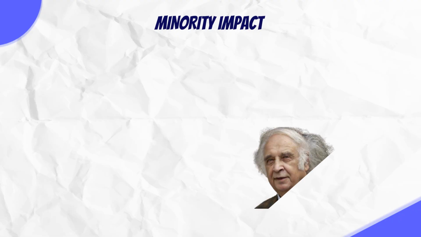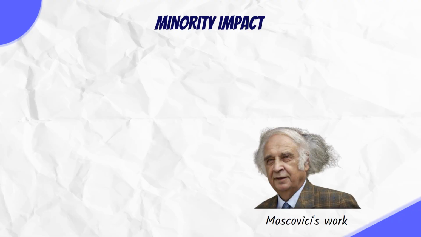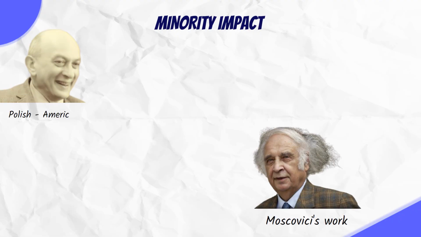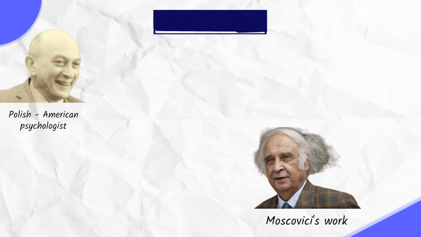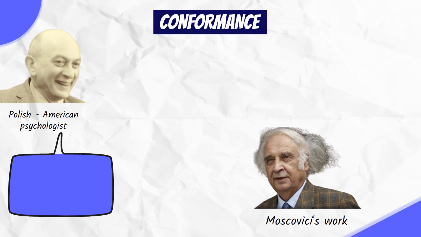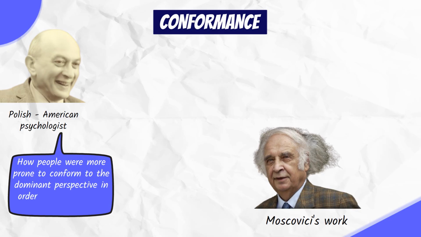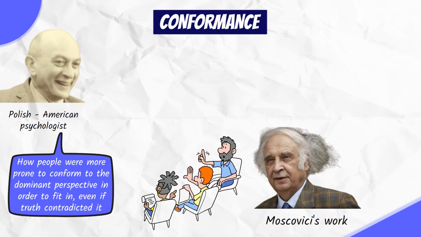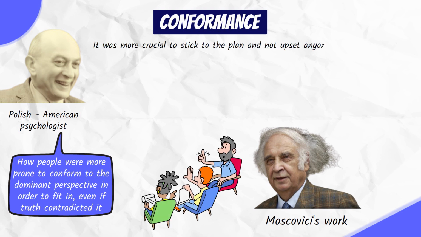But before I get into minority influence, I believe it is crucial to discuss the theories that came before Moscovici's work. Solomon Asch was a Polish-American psychologist who researched something called conformity. He demonstrated how people were more prone to conform to the dominant perspective in order to fit in, even if the truth contradicted it. Individuals gradually conformed. It was more crucial to stick to the plan and not upset anyone.